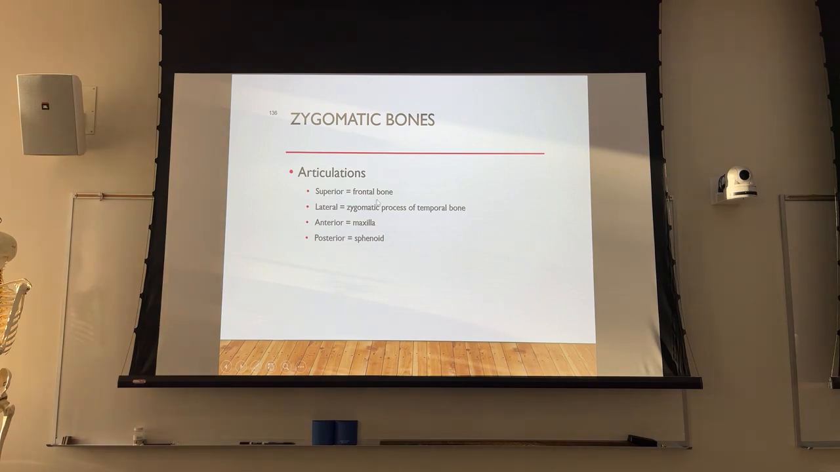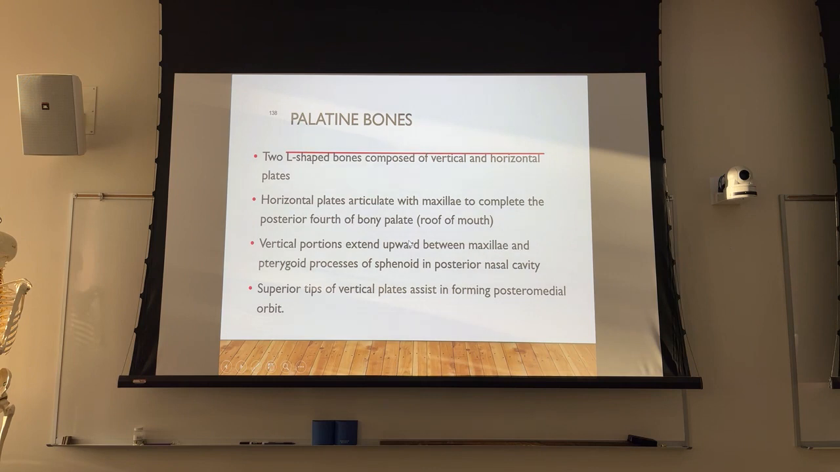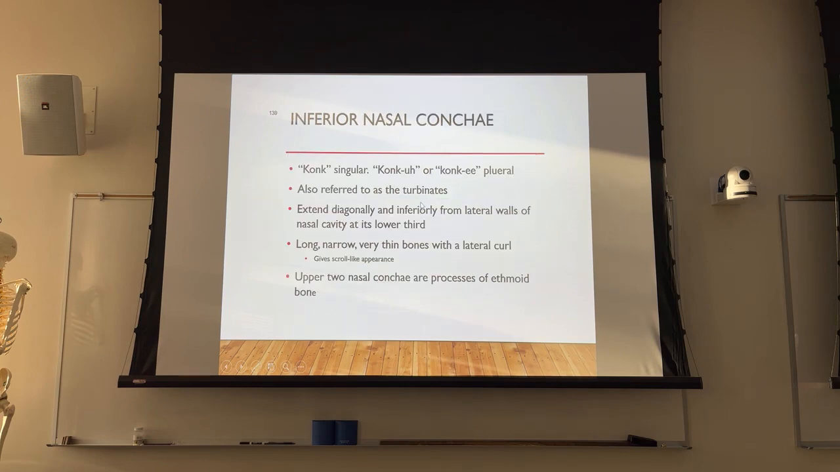All right, so articulations: frontal bones, zygomatic process, maxilla, and sphenoid. So from a lateral, that's what we're looking at. Again, the nasal bones are superimposed in this case. Zygoma, maxillary, or maxilla, and mandible, and then your lacrimal bone there. So palatine bones, you don't see them. They're horizontal at the back of the hard palate. There's not a whole lot to talk about in the palatine bones since we don't see them, but they form the posterior portion of the bony hard palate.